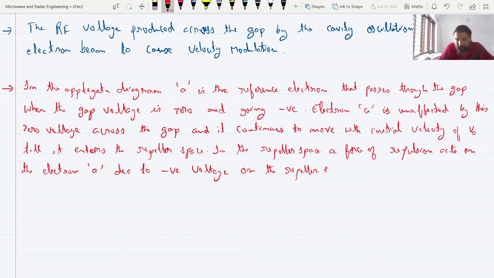What I told you: a force of repulsion acts on electron A due to negative voltage on the repeller. So this electron A penetrates to a certain depth.